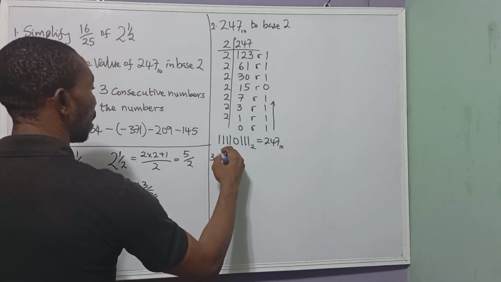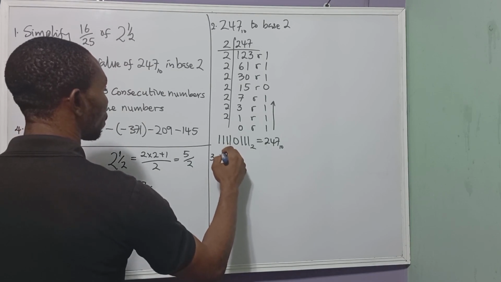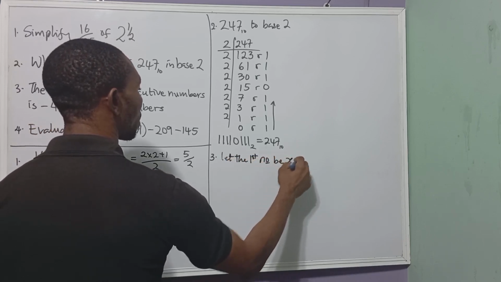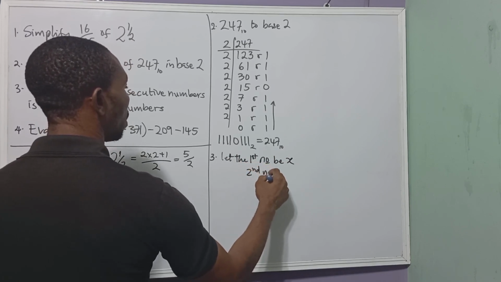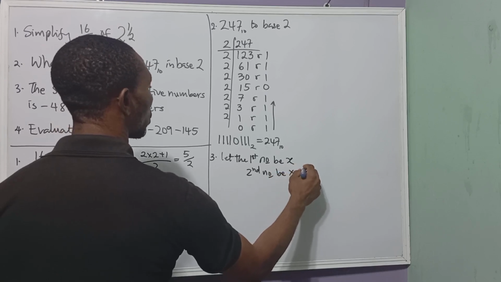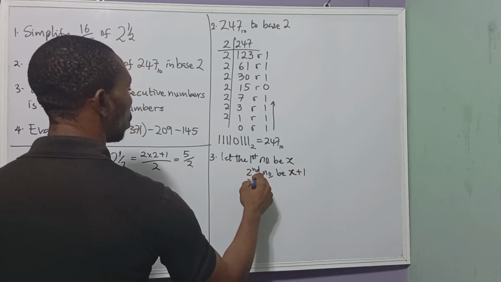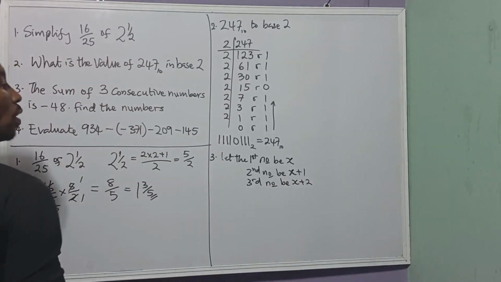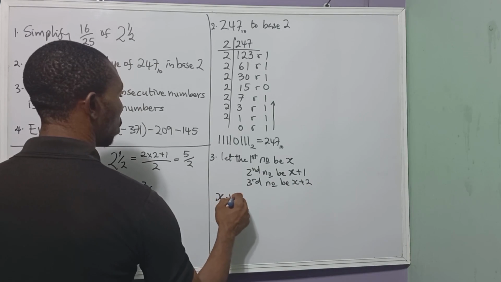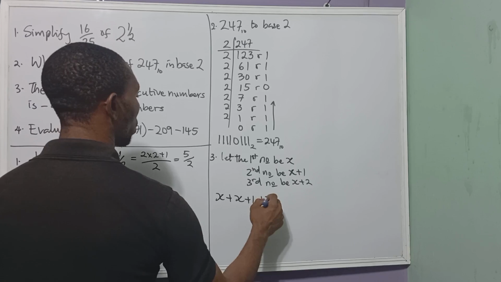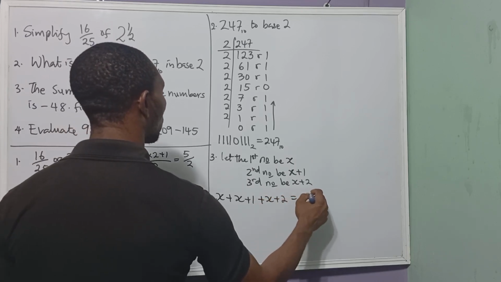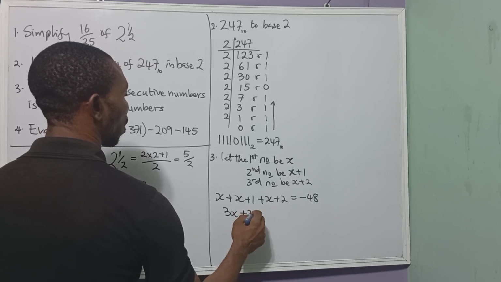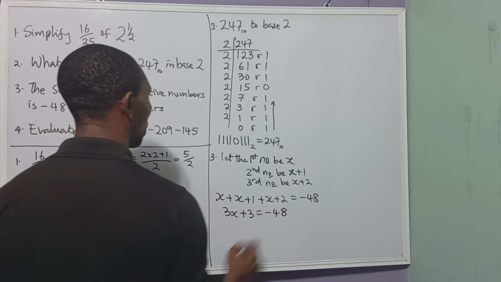Let the first number be x. So the second number would be x plus 1. And the third number would be x plus 2. Okay, so now having this, we have x plus x plus 1 plus x plus 2 equals minus 48. So now this gives us 3x plus 3 equals minus 48.